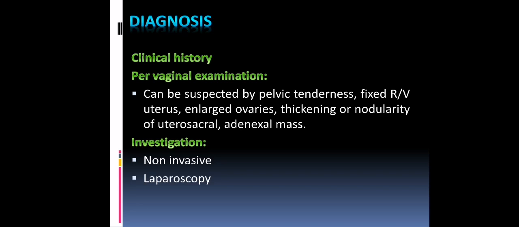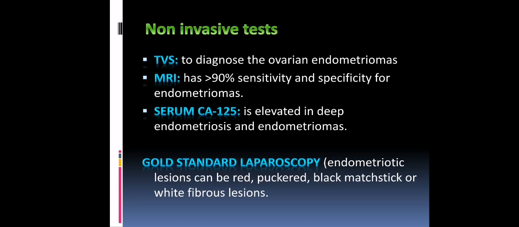Now, on examination, per vaginal examination can raise suspicion by pelvic tenderness, a fixed retroverted uterus and large ovaries, thickening or nodularity of the uterosacral ligaments, and adnexal masses. These are all the findings which you can assess in a patient having endometriosis. The investigations required to diagnose this disease involve non-invasive and invasive tests, in the form of laparoscopy.